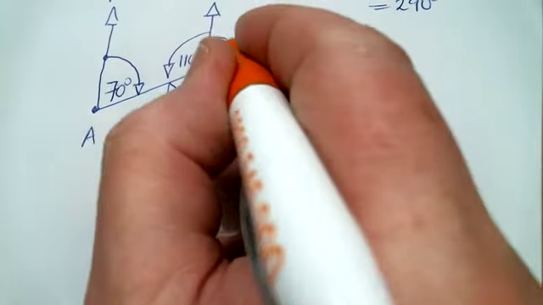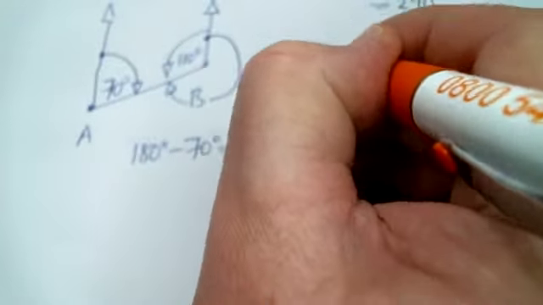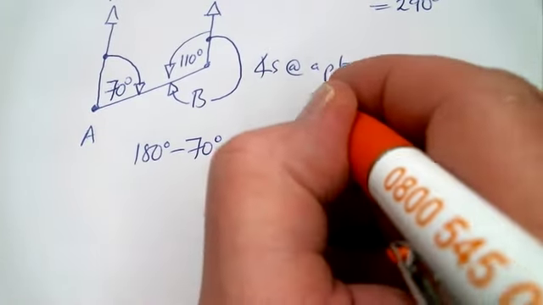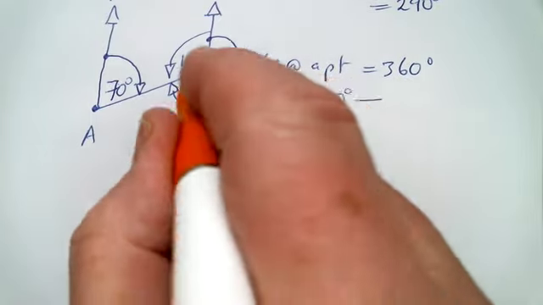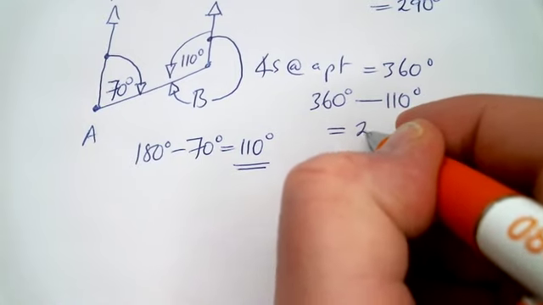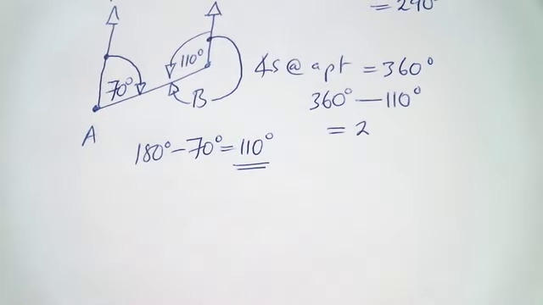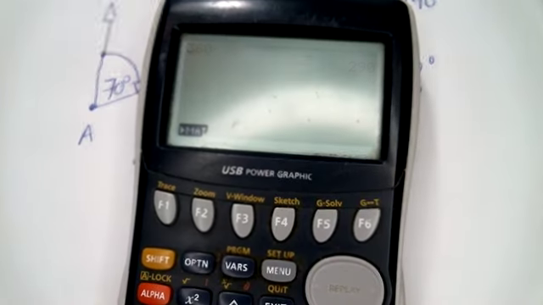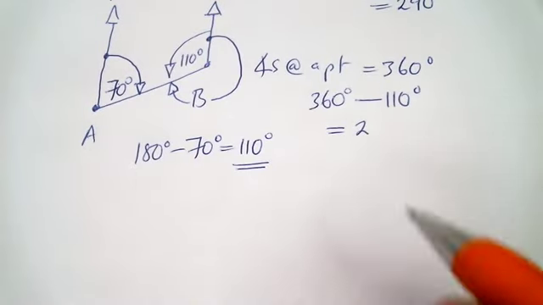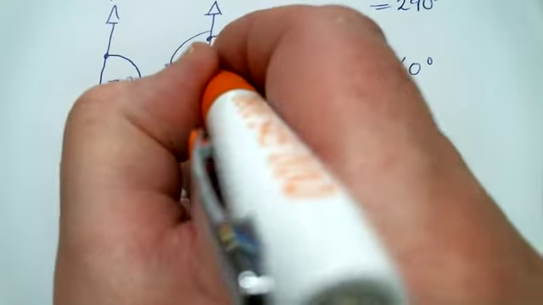Well, why do we need to know 110? Because we want to find this angle here. And angles at a point sum to 360 degrees. So if I take the 360 degrees and subtract the 110, I would end up with 200. Oh, wait. What am I doing? No, not 290. Let me do it on the calculator so you can see. 360 minus 110 is 250. So this angle here is 250 degrees.